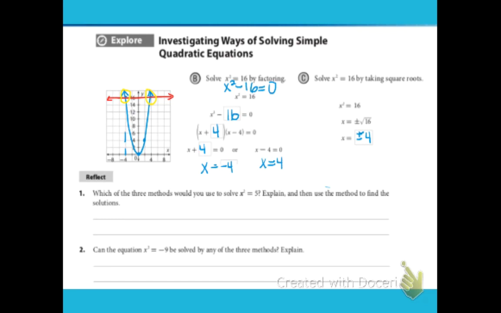And then what about number 2? Can the equation x squared equals -9 be solved by any of the three methods? Well, if you think about using specifically the square root method, if you were to take the square root of both sides, you would be square rooting a negative number. And in the past, we've always said that that's not possible. Well, we're going to take a look at how we can move into another realm of numbers called the imaginary numbers, where we can then take on questions like this and give solutions.